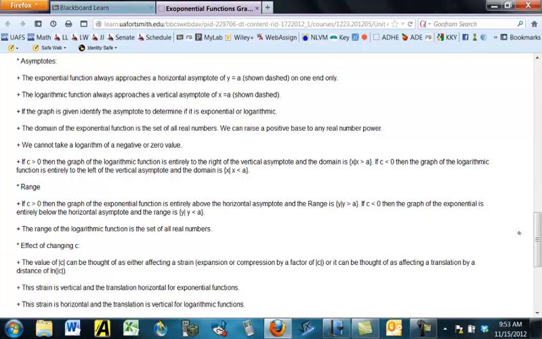We talked about that. The domain of the exponential function is the set of all real numbers, because we can raise a positive base to any real number power. But notice we cannot take the logarithm of a negative or a zero power. So the thing we're taking the logarithm of can't be negative.